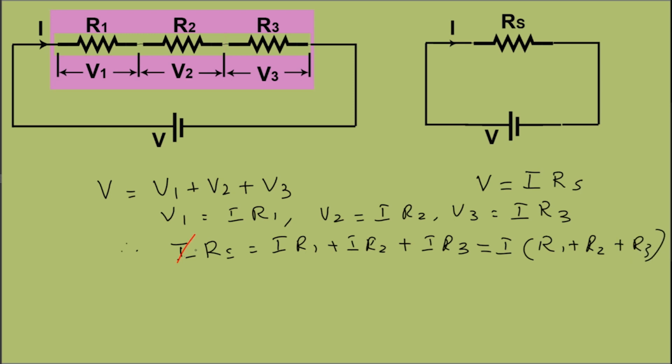Removing the common factor I from both sides, we can write Rs is equal to R1 plus R2 plus R3. That is, when three resistances R1, R2 and R3 are connected in series, the total resistance in series will be Rs is equal to R1 plus R2 plus R3, the sum of the three resistances.